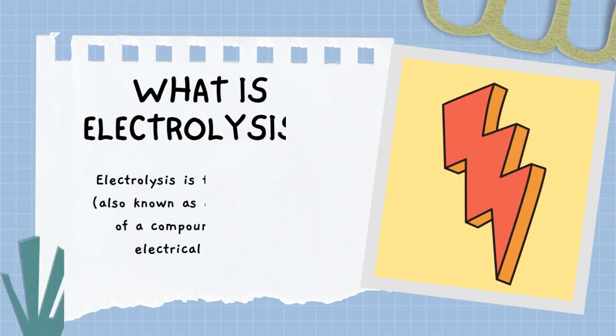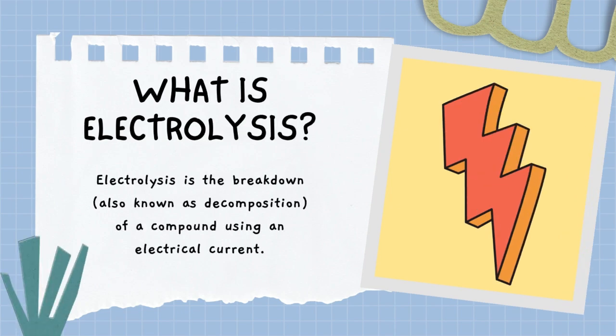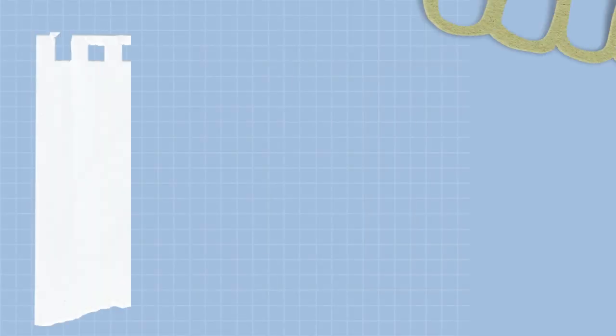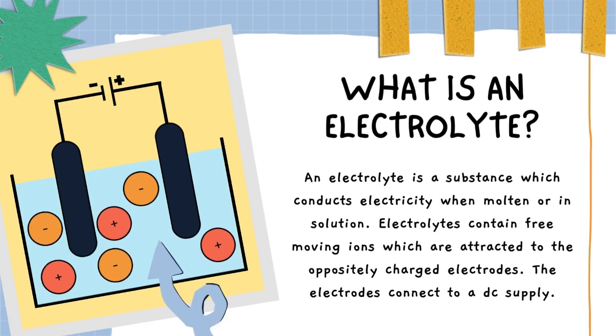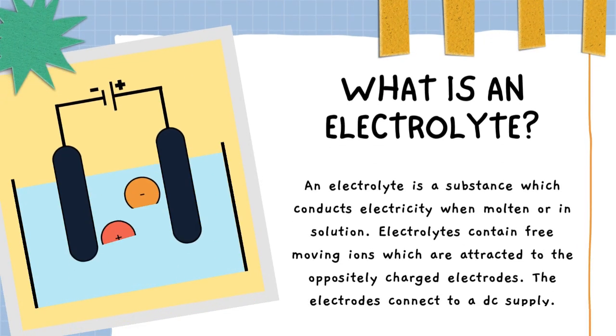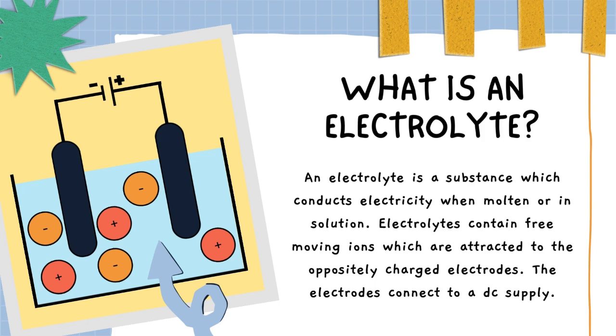What is electrolysis? Electrolysis is the breakdown, also known as decomposition, of a compound using an electrical current. What is an electrolyte? An electrolyte is a substance which conducts electricity when molten or in solution. Electrolytes contain free-moving ions which are attracted to the oppositely charged electrodes. The electrodes connect to a DC supply.